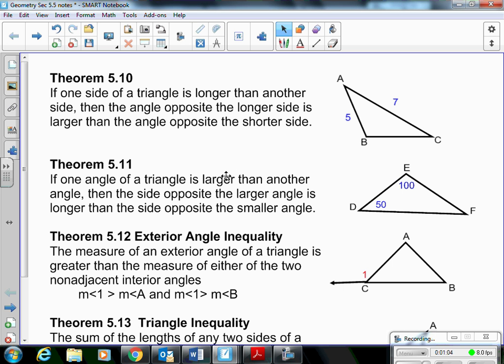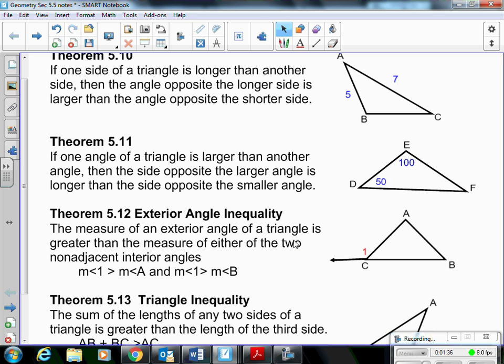All right, theorem 5.11, it's kind of just the reverse of, or the converse of 5.10. If one angle of a triangle is larger than another angle, then the side opposite the larger angle is longer than the side opposite the smaller angle. So the bigger the angle is, the larger the side is opposite that angle. So you could always put the sides in order in length based on the sizes of the angles.